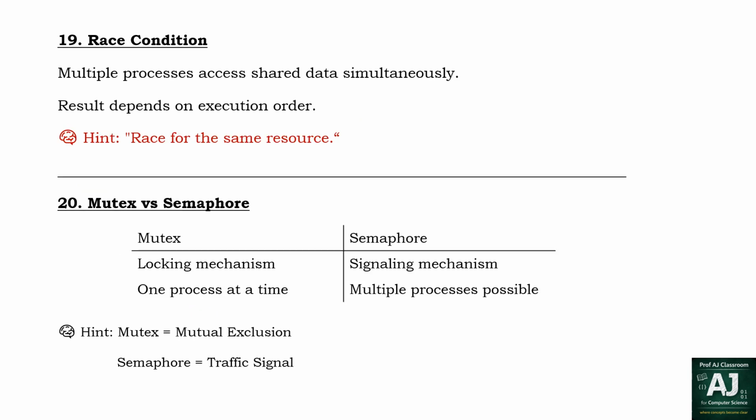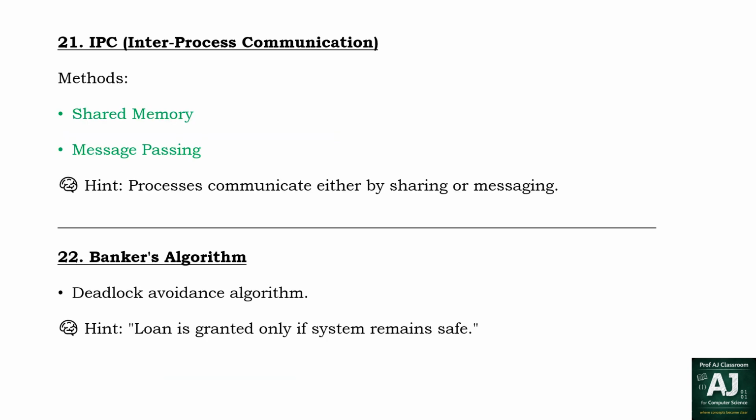Next, race condition. Race condition is when multiple processes access shared data simultaneously, where results depend on execution order, racing for the same resource. Next, mutex versus semaphore. Mutex is a locking mechanism, one process at a time. Semaphore is a signaling mechanism, multiple processes possible. That is, mutex equals mutual exclusion, semaphore equals traffic signal.